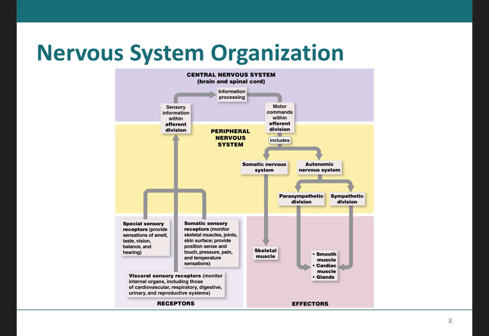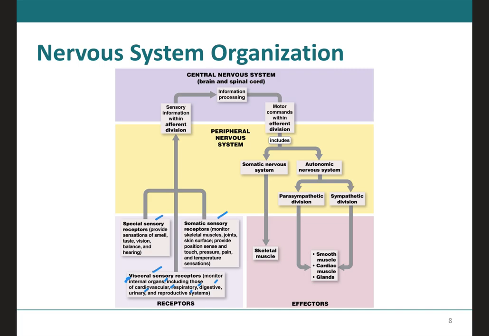Here we have a map of the nervous system organization. As you can see, we have three different types of receptors: the visceral sensory receptors, the special sensory receptors, and the somatic sensory receptors. The visceral, like I said, has to do with the viscera, so the organs. These will monitor, for example, your internal organs, including the cardiovascular, the respiratory, the digestive, the urinary, and the reproductive systems.